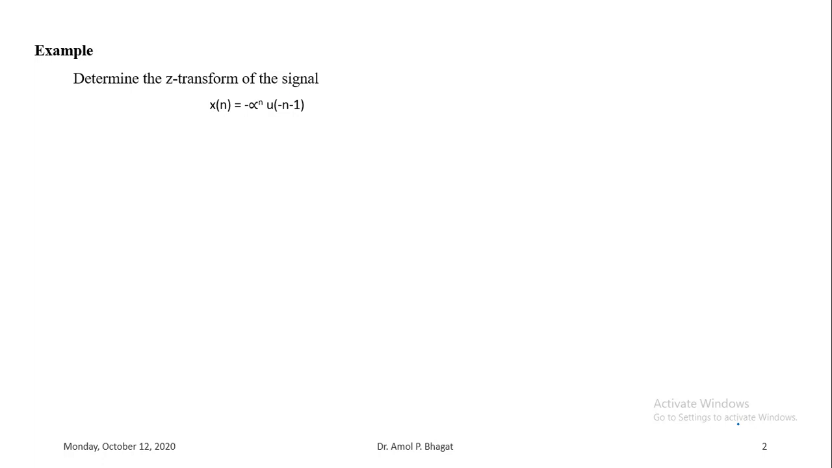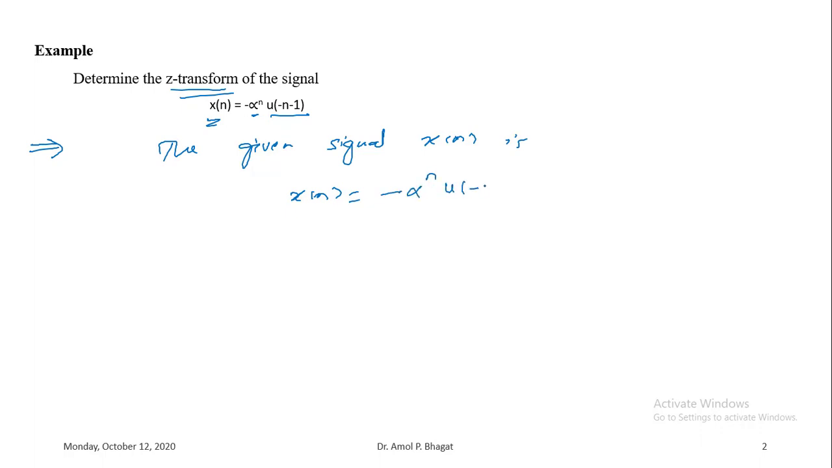So here, again, you have to determine the Z transform of the signal x of n is equal to minus alpha to the power n u of minus n minus 1. Okay. So again, you have to determine the Z transform of the given signal x of n. So the given signal x of n is given: x of n is equal to minus alpha to the power n u of minus n minus 1, right?